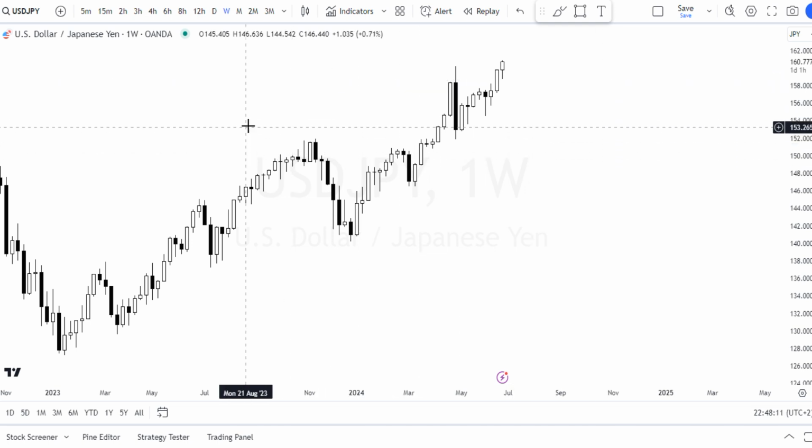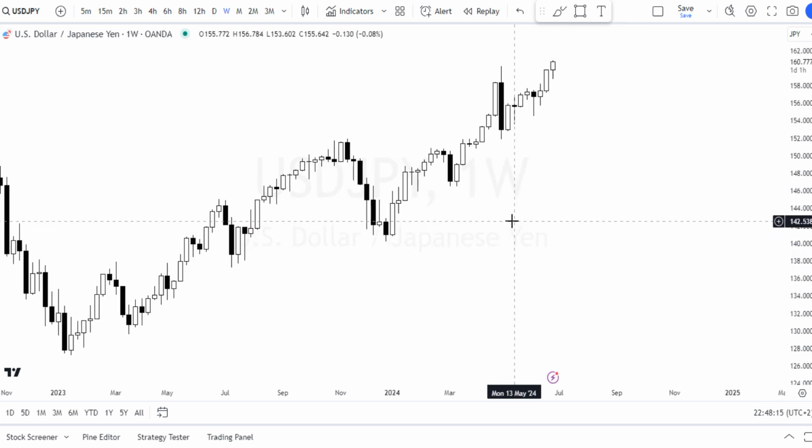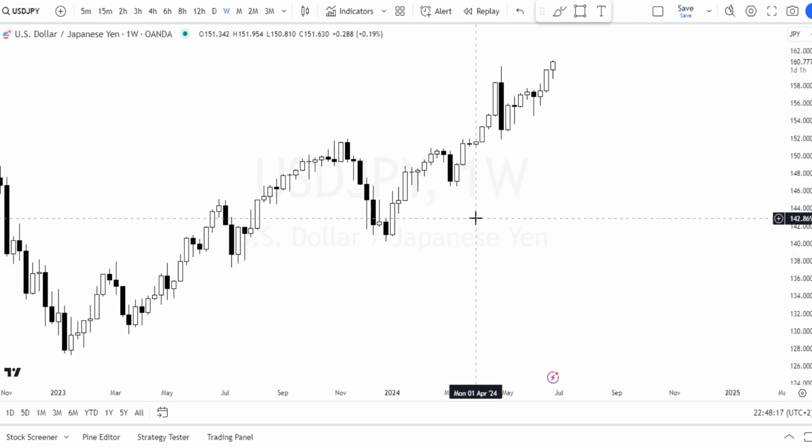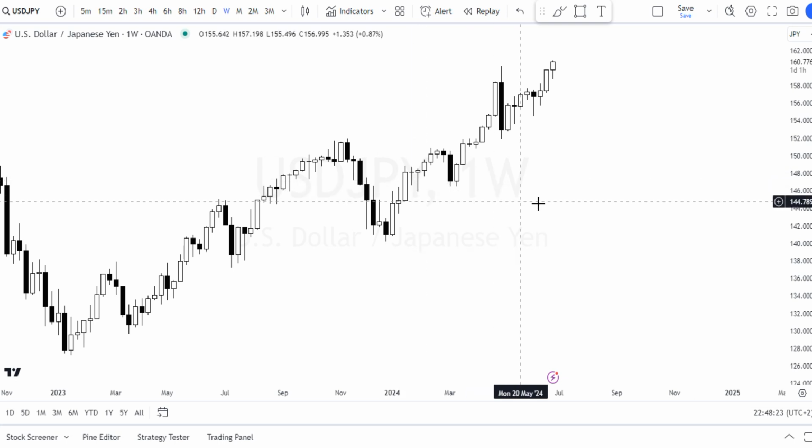This is the USD/JPY chart, and in this video I'm going to discuss a beautiful trade setup that I recently executed. Actually, two trade setups I'm going to show you. I executed them and I made profit in both trades.